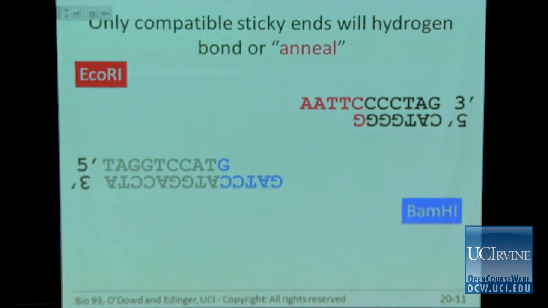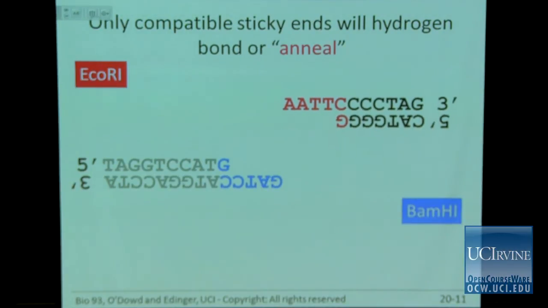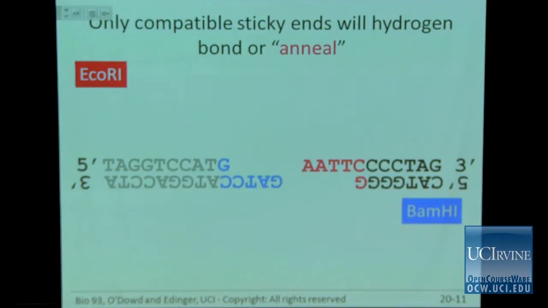So again, I'm going to try and put these two fragments together, but now they have different sticky ends. Their overhangs don't match. So they wouldn't anneal because A will not base pair with C, and over here G will not base pair with T. So it allows you to put ends together that have complementary overhangs specifically.